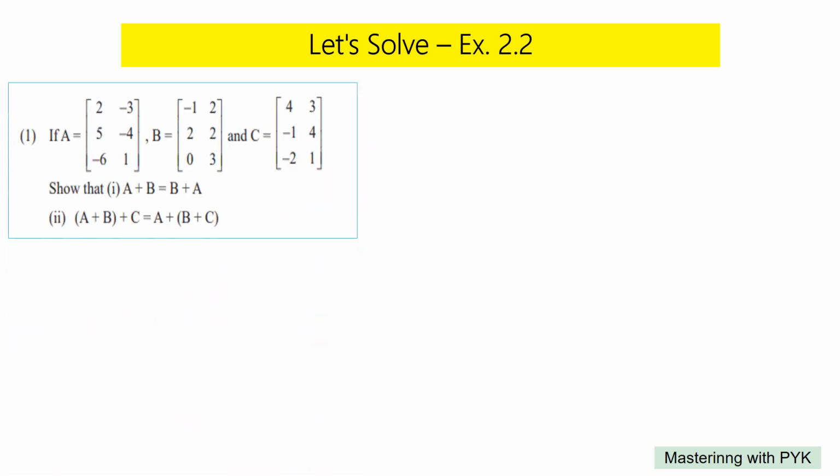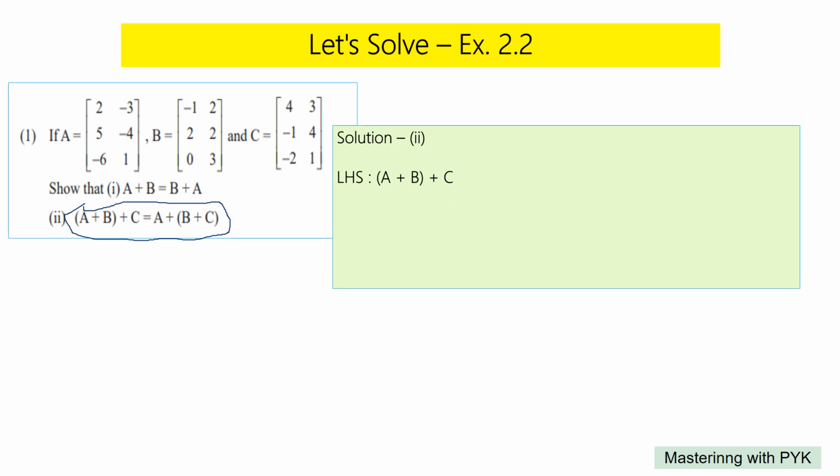Question number 1, second part. It says that we have to prove or show that when we add A plus B and then add this to C matrix, it is same as A added to B plus C as a matrix. So let's start with left hand side, A plus B plus C. This means we'll have to add A plus B first. So it is the brackets first. So we'll go with brackets first.